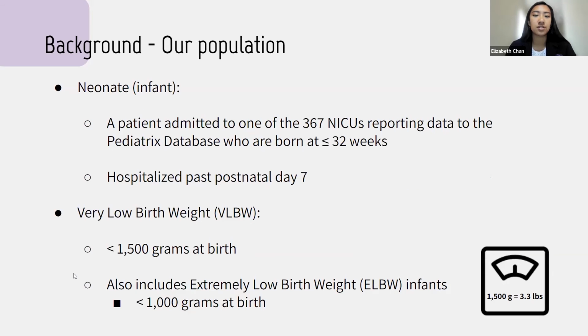For the purpose of our research, a neonate or infant is defined as a patient admitted to one of the 367 NICUs reporting data to the Pediatrics database who were born at less than or equal to 32 weeks gestational age, and who were in the hospital past postnatal day 7. In addition, our study focused on very low birth weight infants who weighed less than 1,500 grams at birth, and this category also includes extremely low birth weight infants who weighed less than 1,000 grams at birth. For your reference, 1,500 grams is a little bit less than 3.5 pounds, so very small babies.